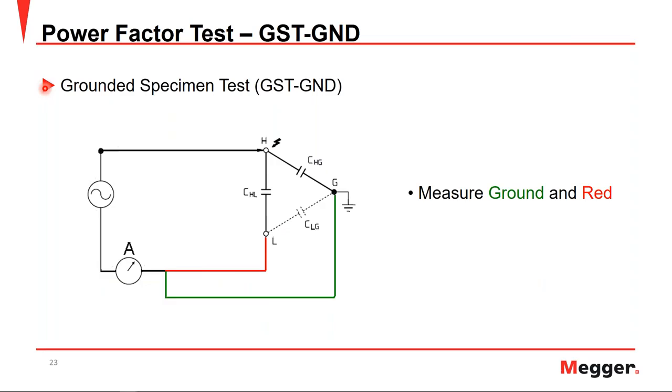Now in regards to the grounded specimen test, or the GST ground, we have a similar situation, but we can see that the measurement lead and the ground lead actually come together before the ammeter. This time, when we have our total current being injected, we have our 2 current paths between high and low and high and ground. And this time, our leakage current from high-low and high-ground come together to go through the ammeter. So in this situation, our measured current is going to be the leakage current from the high to low plus the high to ground.